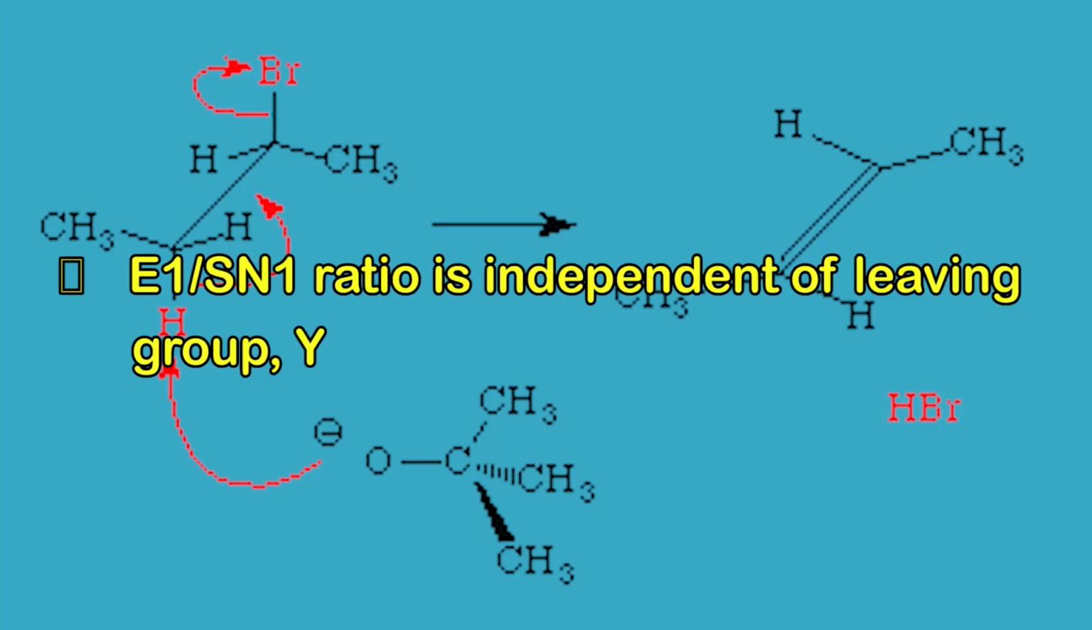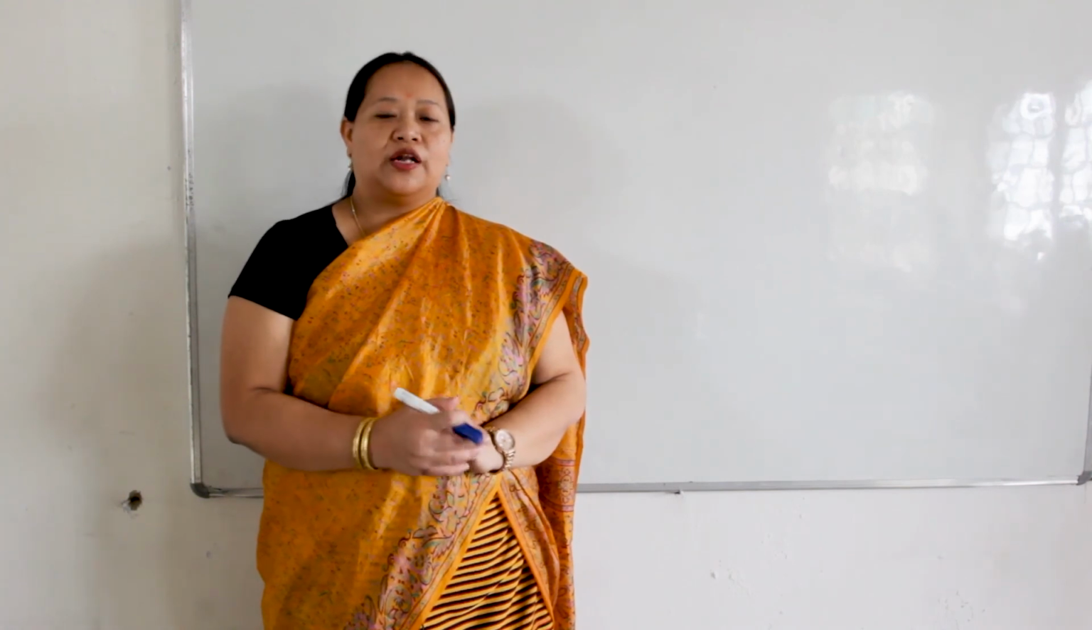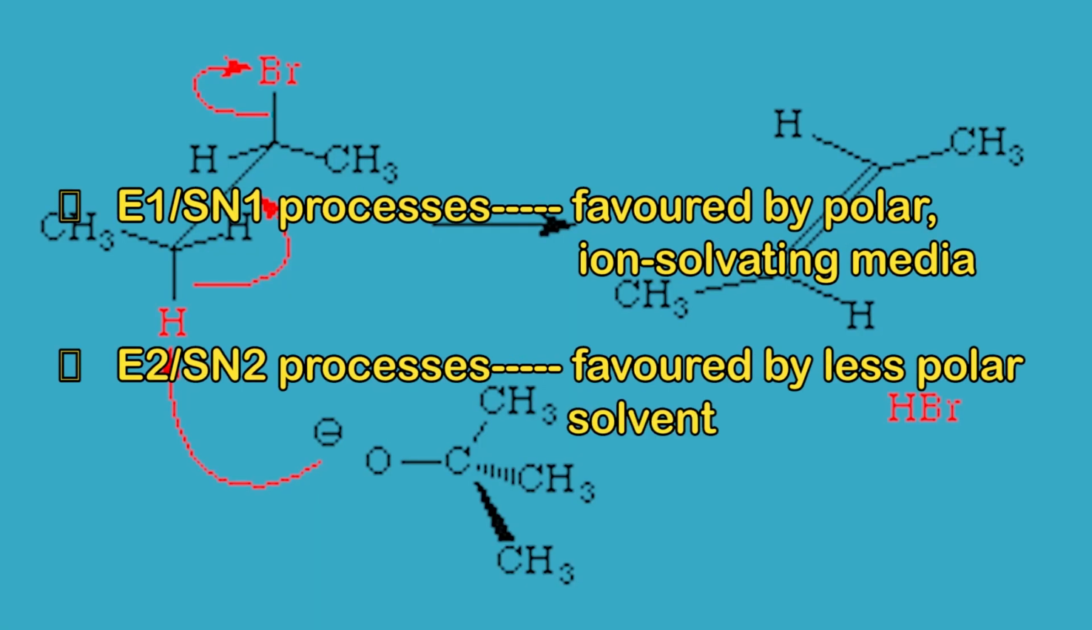But if we look at E1 versus SN1 reaction ratios, it has been found that they are substantially independent of the leaving group Y. Another factor is the type of solvent that is used for elimination or substitution reactions. E1 and SN1 processes are favored by polar ion-solvating media, whereas E2 and SN2 processes are favored by less polar solvents.